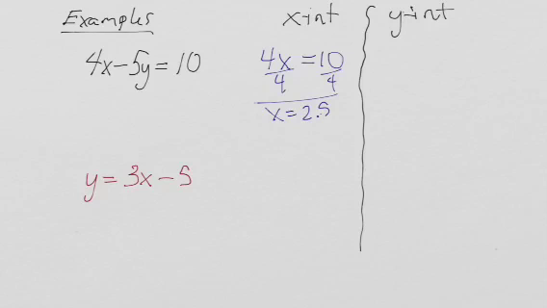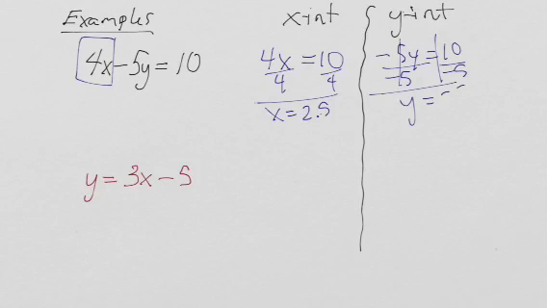Now, to find that y-intercept from the same equation, we take the x term and essentially throw it away, leaving just negative 5y equals 10. So we'll divide both sides by negative 5, and we will find out that the y-intercept is going to happen at negative 2. If you're writing those as ordered pairs, that'd be (2.5, 0) and (0, -2).